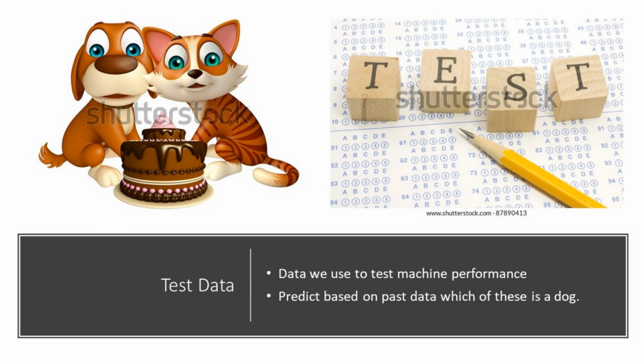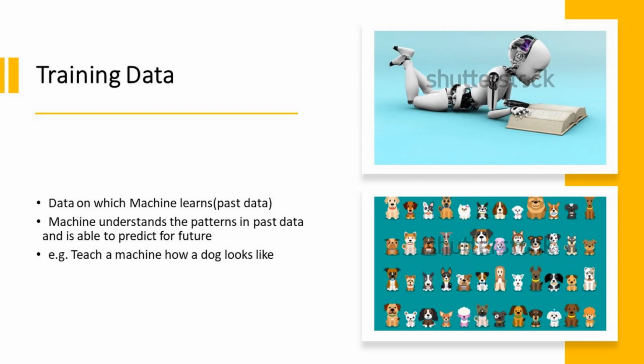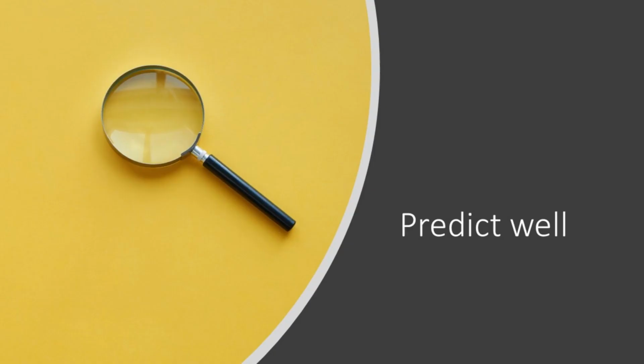So what you will do is you will train it further, you will show it more examples, you will try to improve the accuracy, we will discuss how to improve it. You will do all of that so that the machine learns well and it is able to predict well. So my ultimate goal is to be able to predict well. That is my ultimate goal. Now, you are clear with the training and test data.